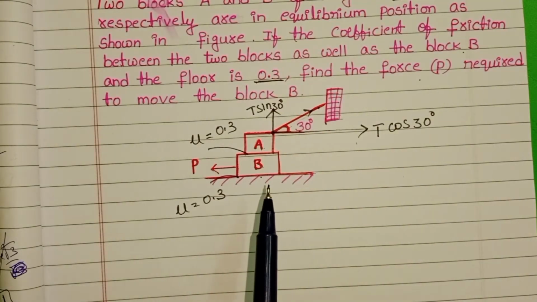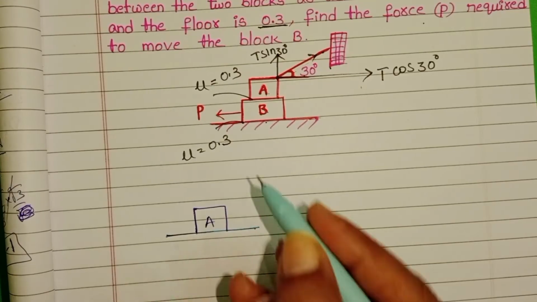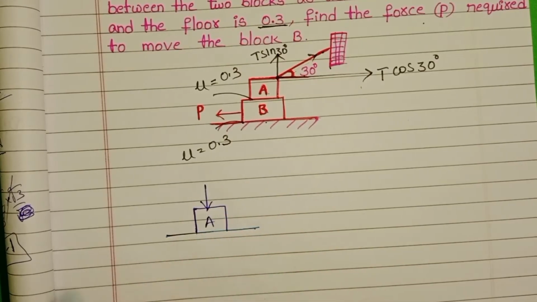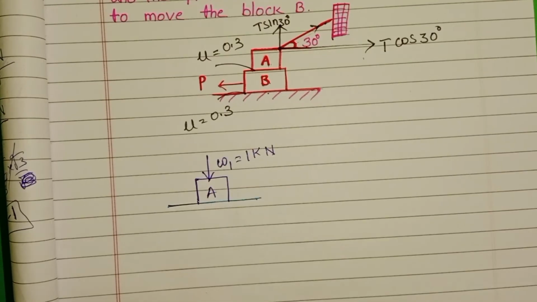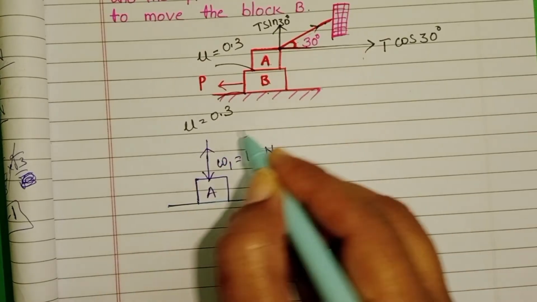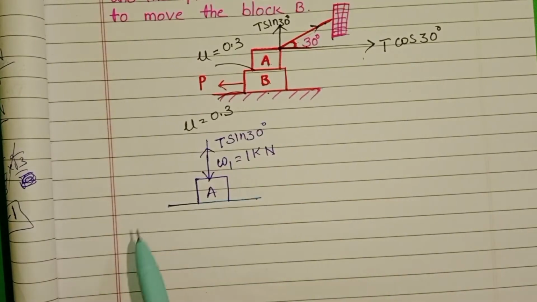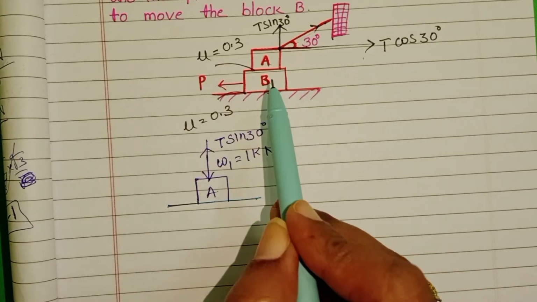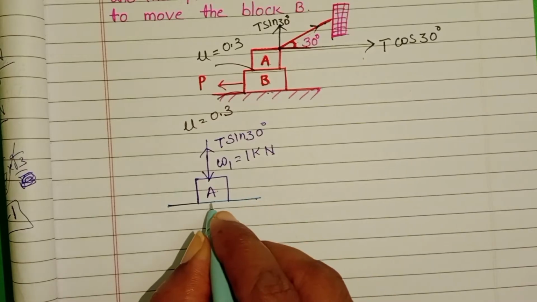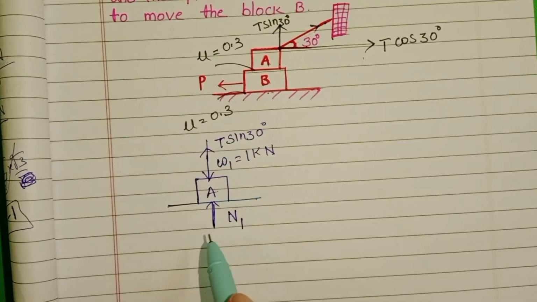First draw the free body diagrams of block A and block B. Free body diagram of block A. The weight of the block acts in the downward direction. Weight is equal to 1 kilonewton. And the component of the tensional force, T sin 30 degrees, acts in the upward direction. Block A presses block B in the downward direction. Due to that, this block exerts a normal force in the upward direction. Let it be N1. These are the vertical forces.